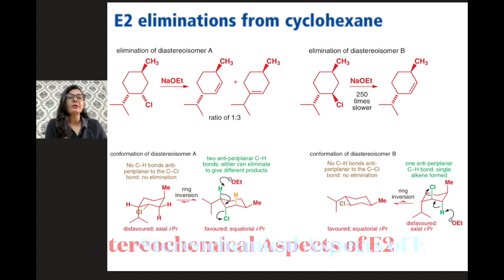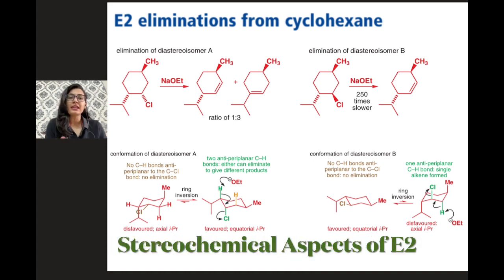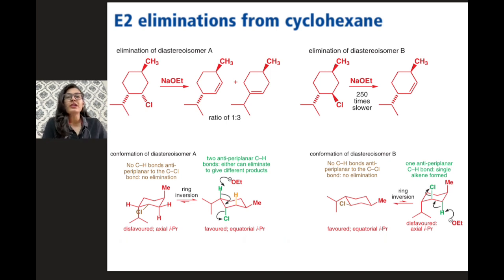And guys, the application of the E2 elimination reaction is what we are going to see in this particular video. Now, a common question that students ask is, ma'am, we have already done the reaction mechanism. We have understood everything about the reaction mechanism, all the different types of reaction we have done, but still we are not able to attempt questions in the CSIR NET or GATE examination.